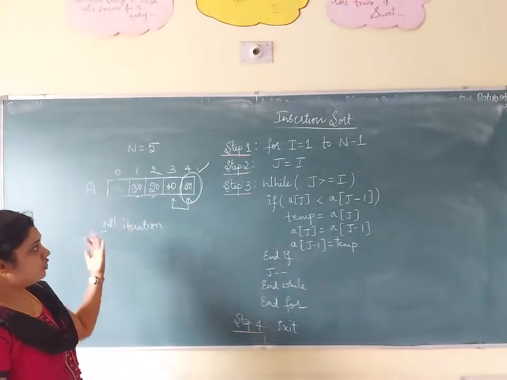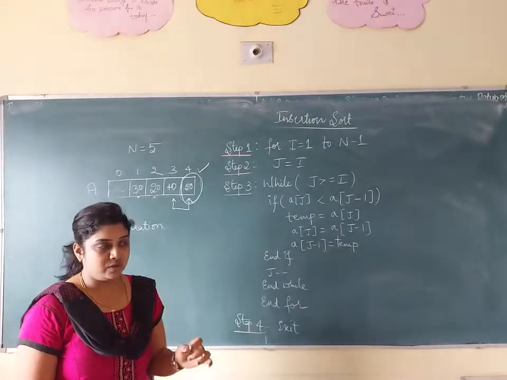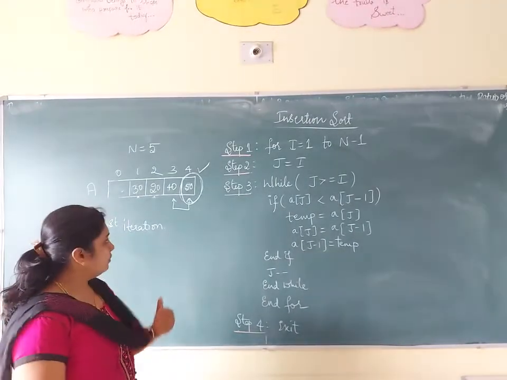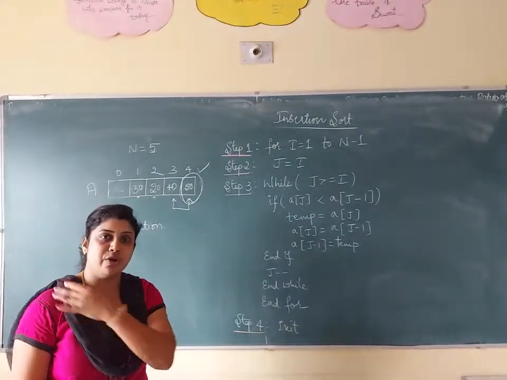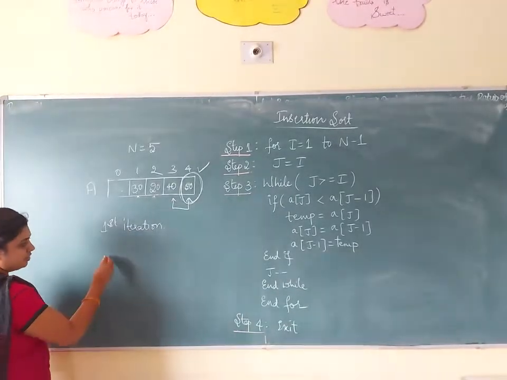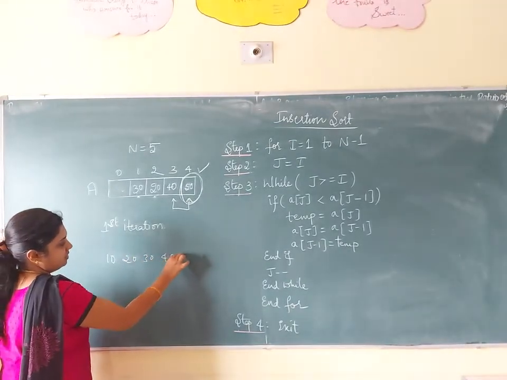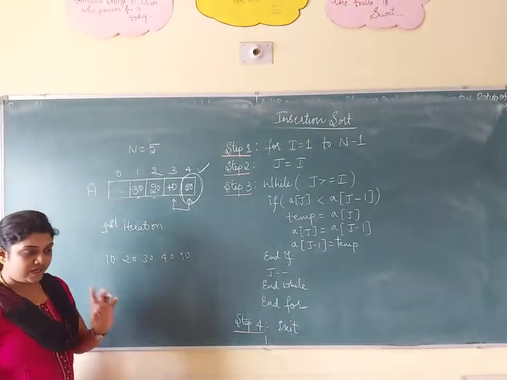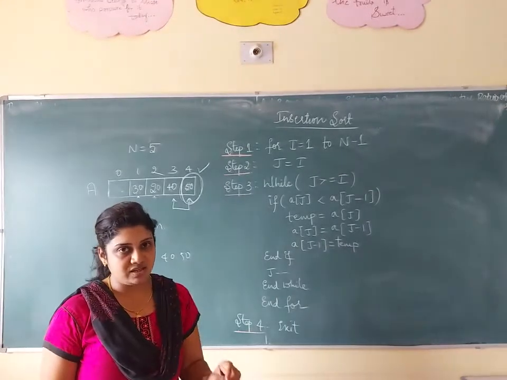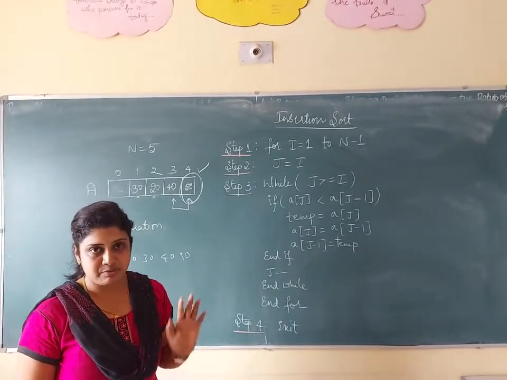So if you want to arrange these elements in an order, at least you have to perform 4 times. Then only the elements will be sorted in order, that is 10, 20, 30, 40, 50. But for one iteration, only one element will be sorted, that is, one element will be arranged in the correct position.